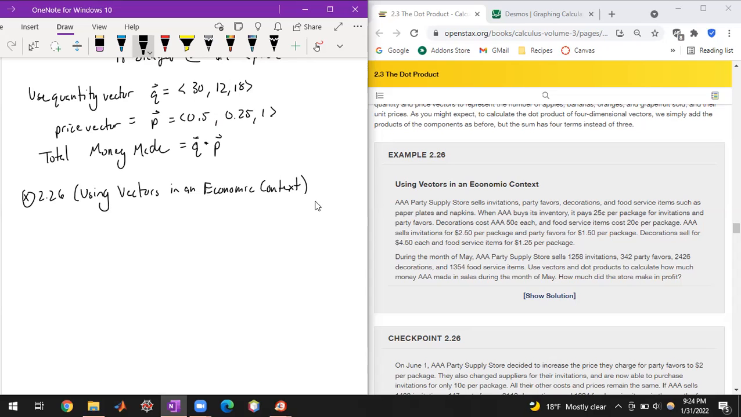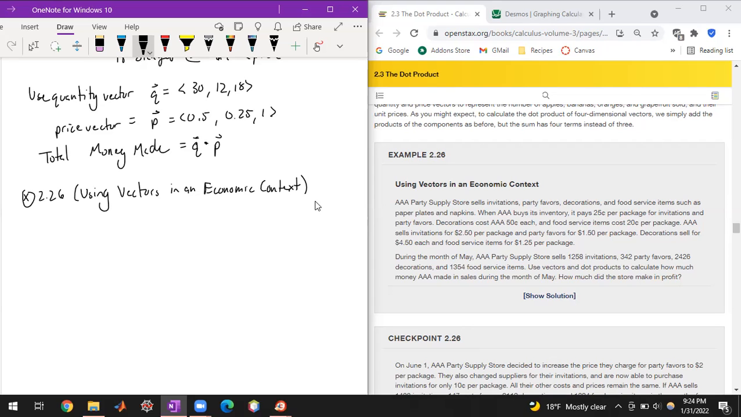A AAA party supply store sells invitations, party favors, decorations, and food service items such as paper plates and napkins. When AAA buys its inventory, it pays 25 cents per package for invitations and party favors. Decorations cost AAA 50 cents each, and food service items cost them 20 cents per package. AAA sells the invitations for $2.50 per package, and party favors for $1.50 per package. Decorations sell for $4.50 each, and food service items for $1.25 per package.